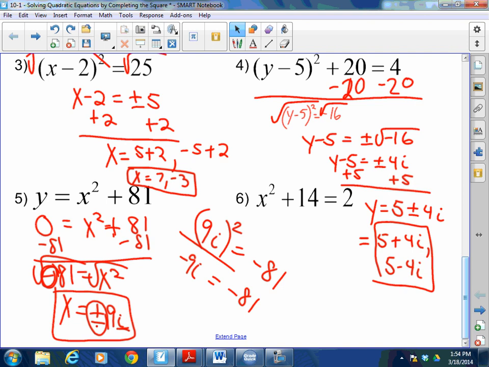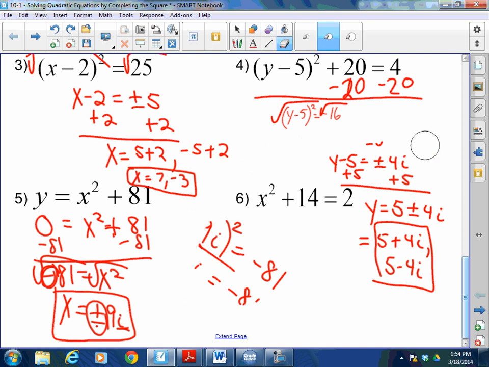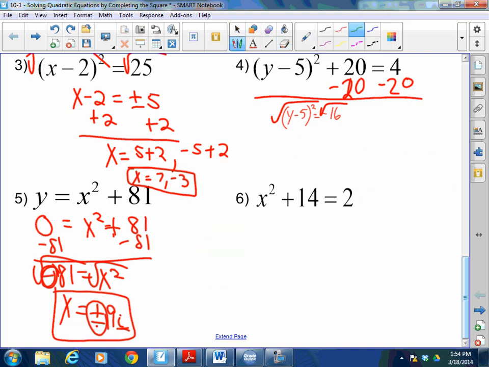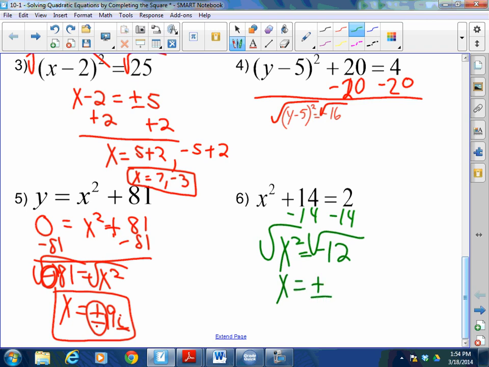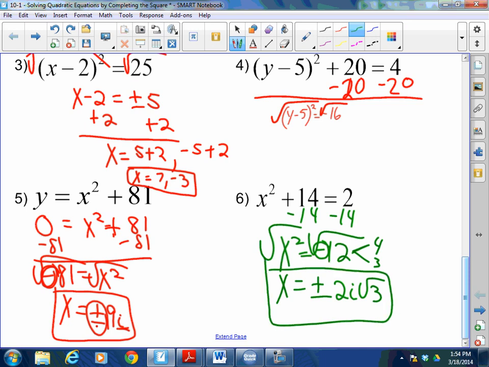Okay. Last but not least, I'm going to erase. Subtract 14 from both sides. x squared equals negative 12. Square root. x equals plus or minus. First of all, take out that negative. Remember, you've got to have an i, right? So that's 4 times 3, so it's going to be plus or minus 2i square root of 3. Does that make crystal clear sense to everybody? Yes? Cool. Next.